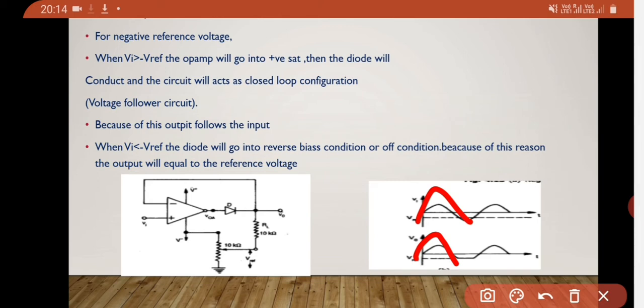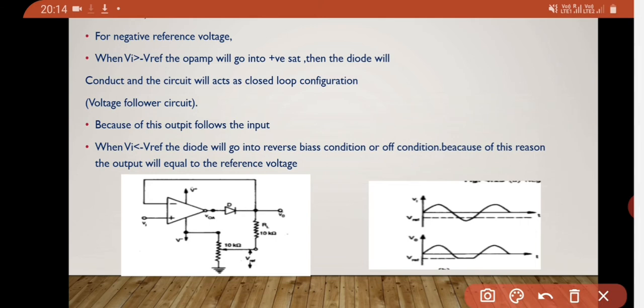You can see that the output is equal to the input. At the same time, when we see that Vin is less than minus Vref, the diode will become off because of the negative saturation. Whenever the negative is connected to the anode of the diode, the diode becomes off and becomes an open circuit, and the output will be equal to the reference voltage.